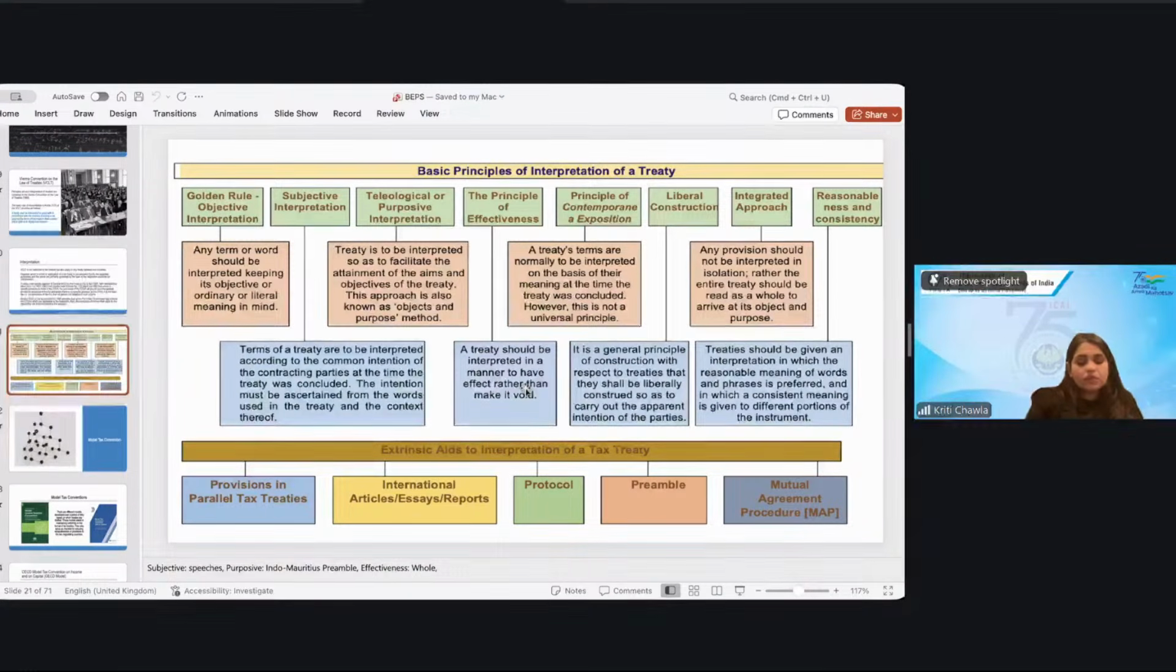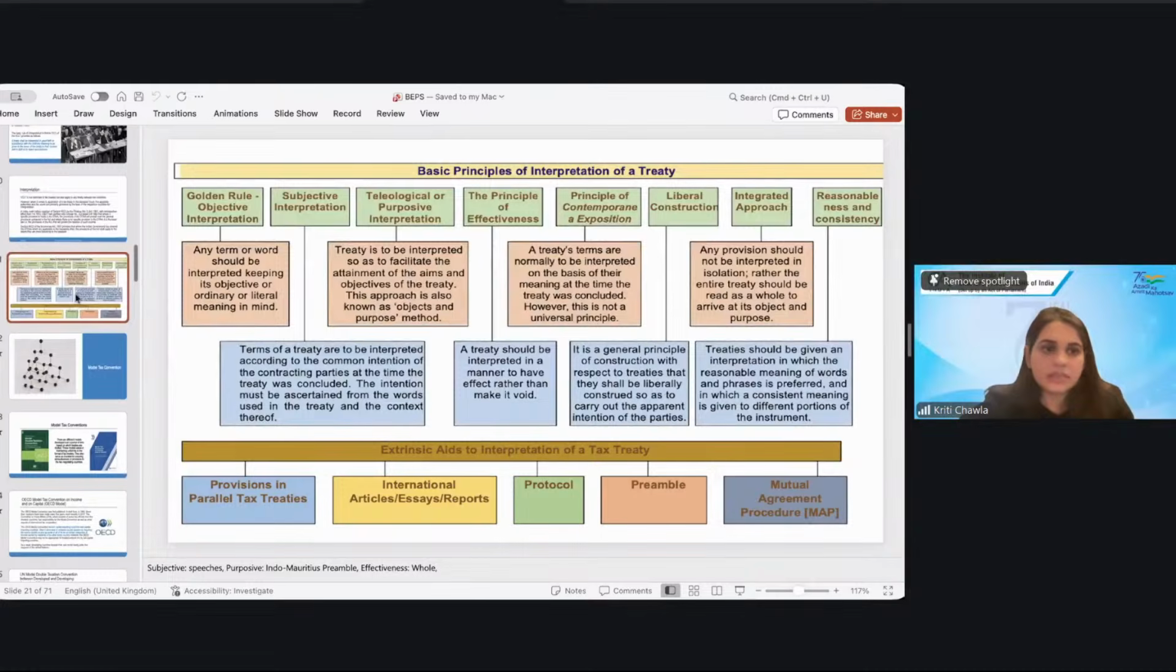Whenever there is a dispute relating to the interpretation of tax treaties, then recourse could be made to something called MAP. MAP is a mechanism where the two contracting states actually get together to resolve issues relating to interpretation of tax treaties. MAP is something that we will be discussing in detail in a while, but that is also an extrinsic aid to interpretation of a tax treaty that can be relied upon. So these are really the basic principles that can be relied upon for interpretation.